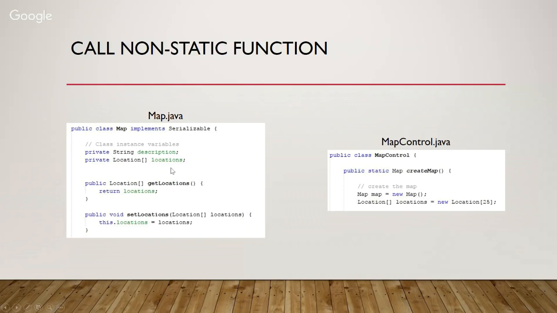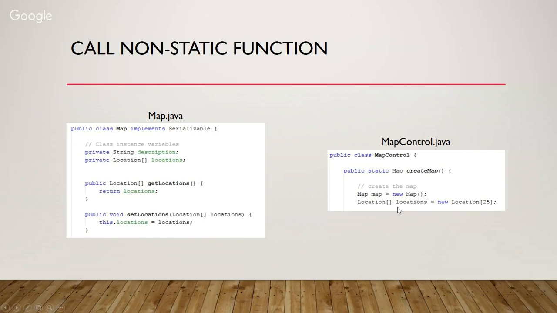So you can see here where we have our map class, our Map.java. We have a public class Map, and we have a couple of variables here. We have a private String description and a private Location array of locations. So we can see here we have public Location getLocations and public void setLocations. We're passing in those location arrays.